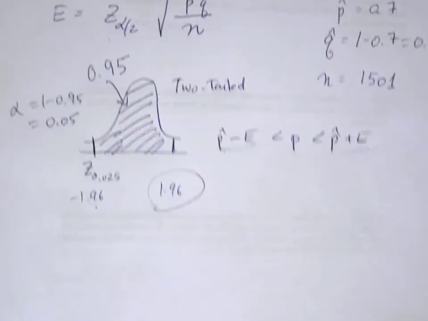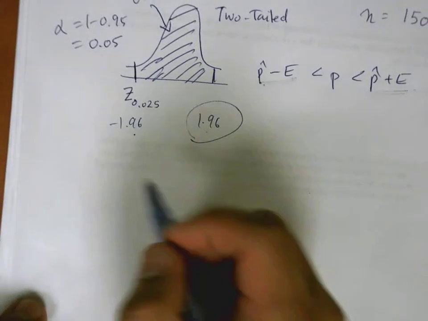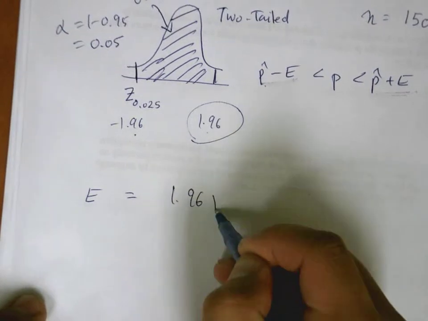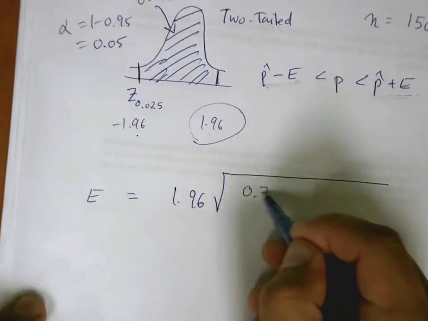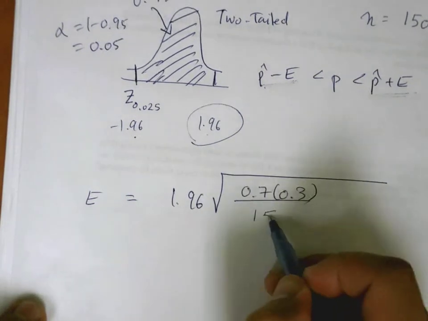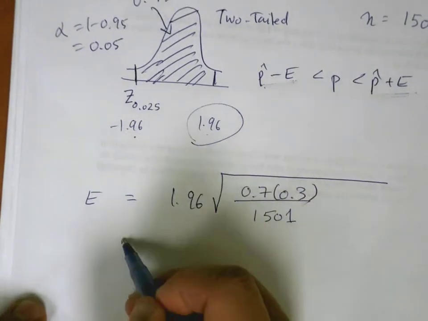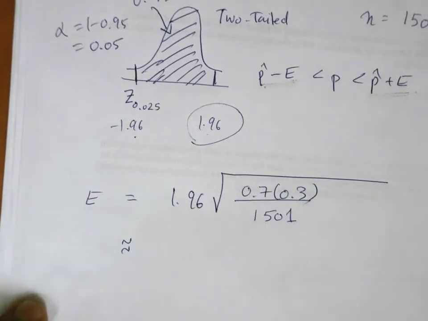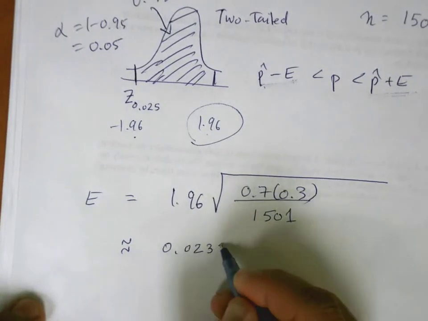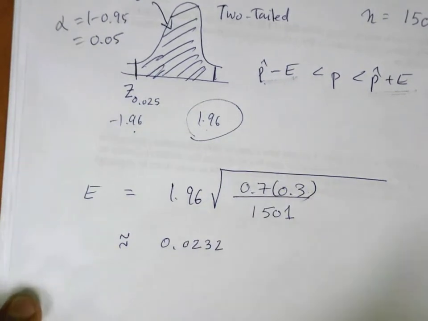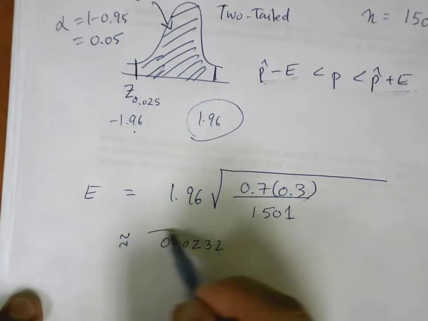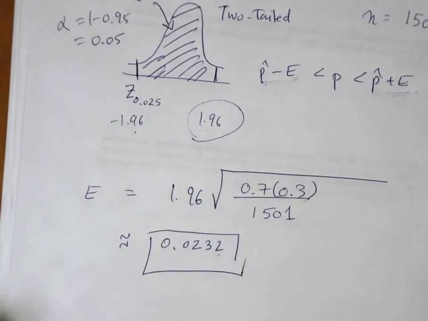So let's look at the margin of error. This is equal to 1.96 times the square root of 0.7 times 0.3, all divided by 1501. And if you do this correctly on your calculator, you should get 0.0232. And remember, we are rounding to 3 significant digits. So there we have it. This is the margin of error.